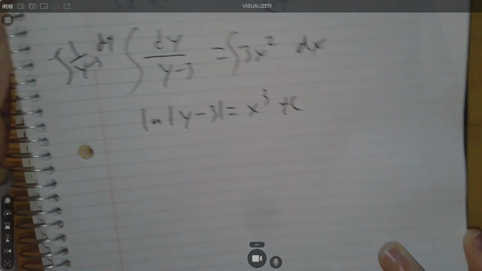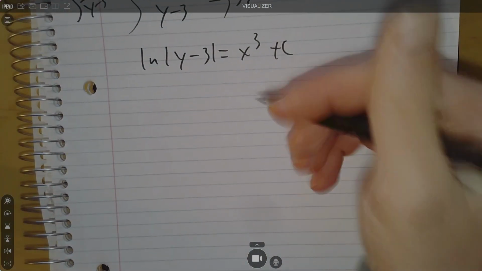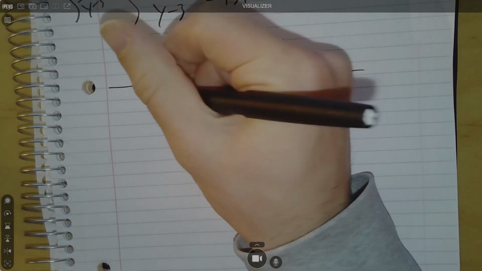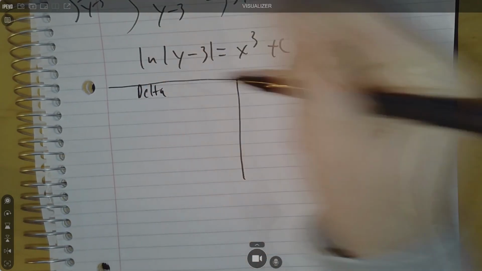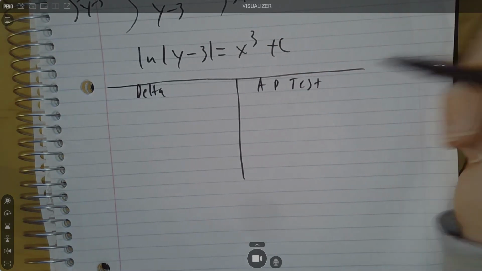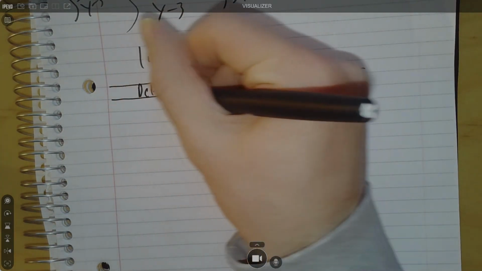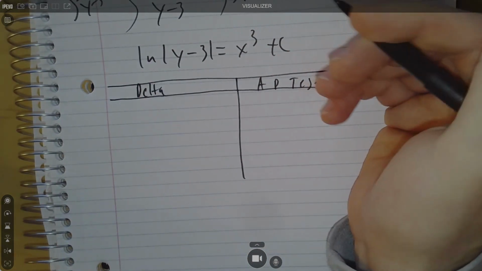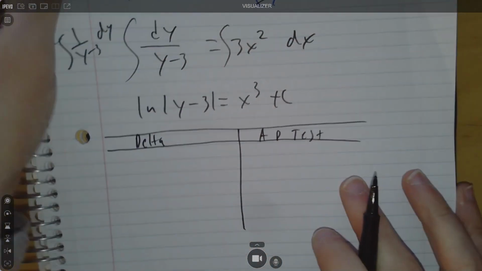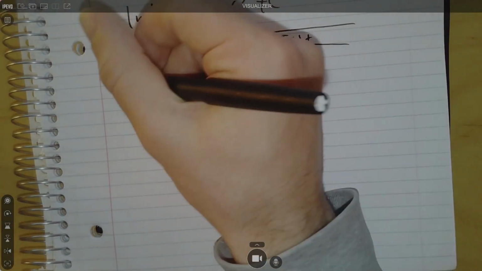Okay, so now we get to this stage, we can solve for c. And this is where I want to show you the two different methods. This is the way that Delta does it, and this is the AP test method. The Delta method does it this way. Right now they're not going to do anything. They're just going to plug in the 2 and the 1 into the equation.